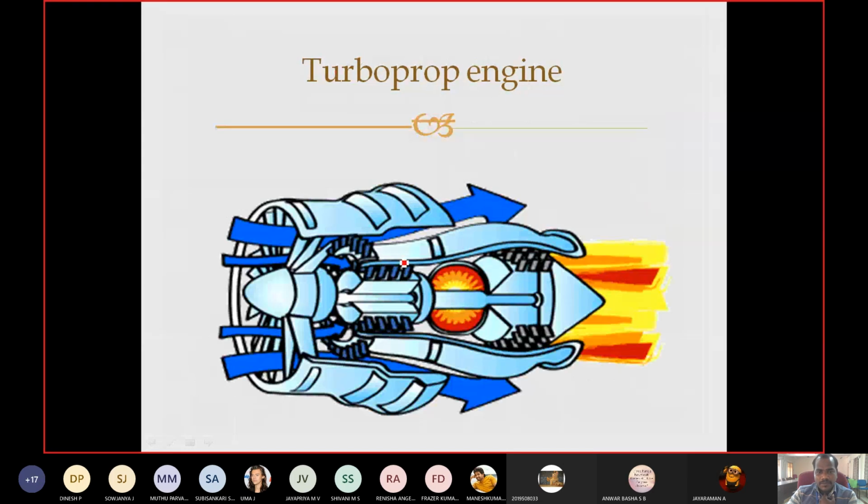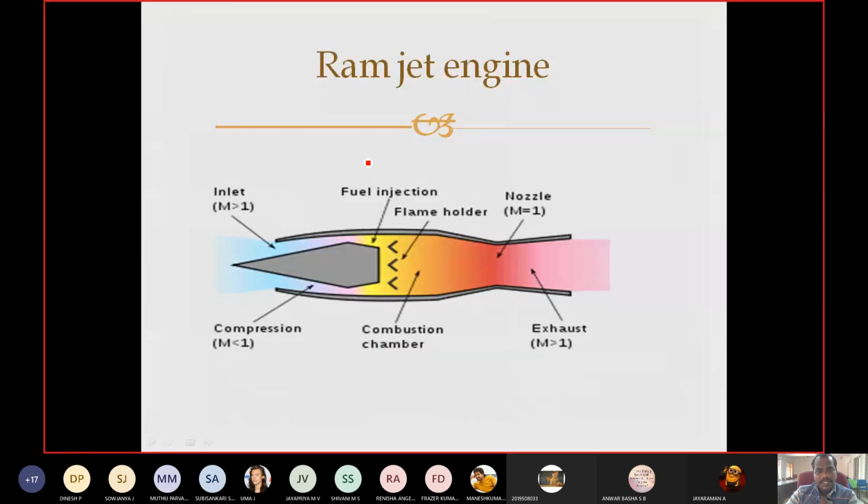Then this is another view of a turboprop engine. Yes, we have another engine, the ramjet engine. So this is the ram. We get the air inlet, and this portion is the compressor portion. Then we get the compressed air, which passes through the combustion chamber, and here we initiate the fuel injection. Then we have the flame holder. After the burning, we pass the burned gas through the nozzle to get the thrust.